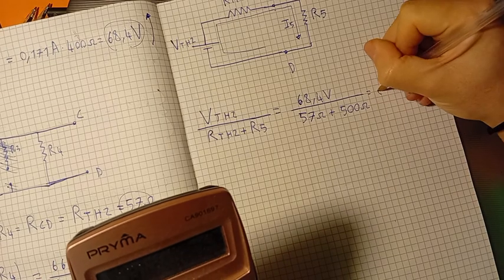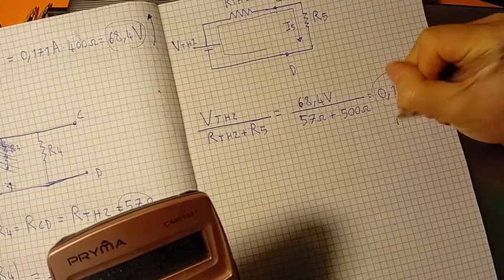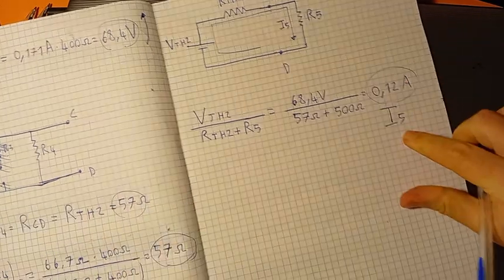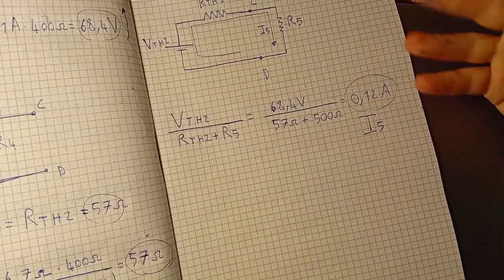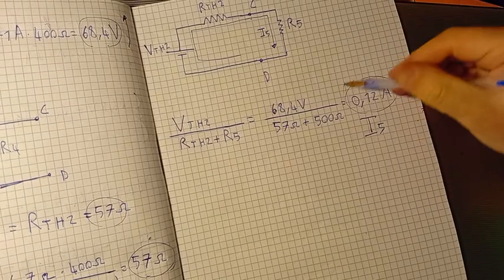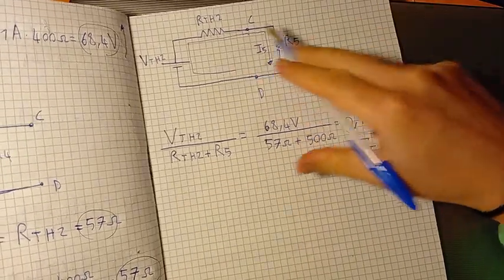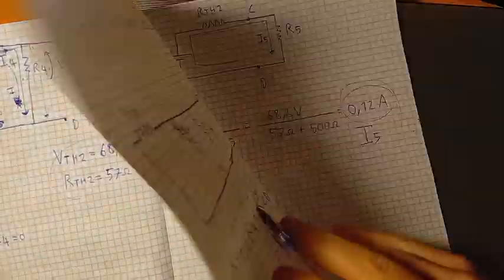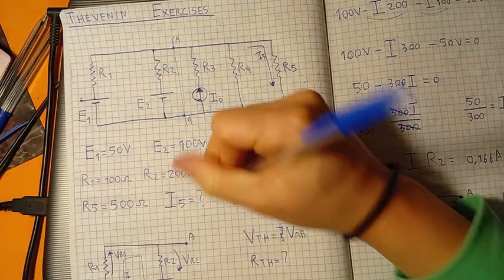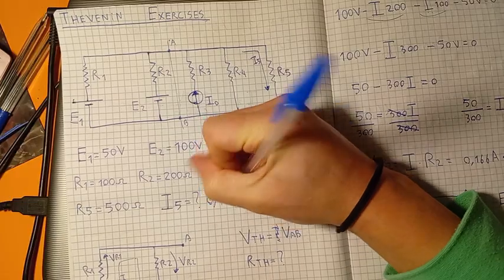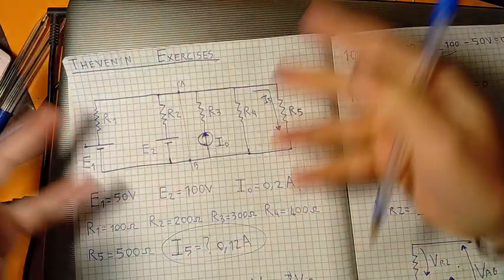Okay, the result is 0.12. This is now our I5, and this was our final goal, our primary objective: to find this current. And we have found it. We have found it using Thevenin theorem, but we have used it 2 times. 0.12 is the current we have found using Thevenin theorem 2 times in a bit more complicated circuit.